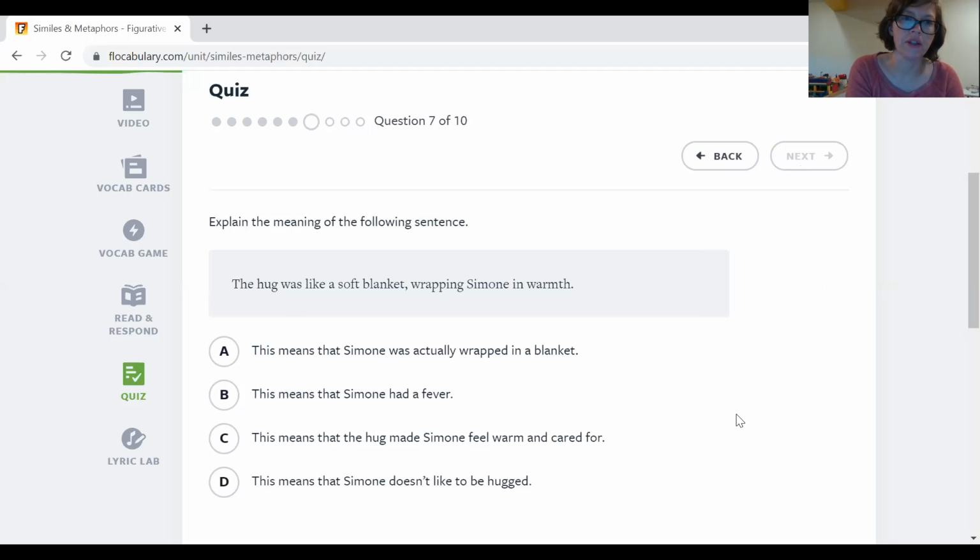Question number 7, explain the meaning of the following sentence. The hug was like a soft blanket wrapping Simone in warmth. A, this means Simone was actually wrapped in a blanket. B, this means that Simone had a fever. C, this means that the hug made Simone feel warm and cared for. Or D, this means that Simone doesn't like to be hugged. All right, so write down the letter of the best answer.